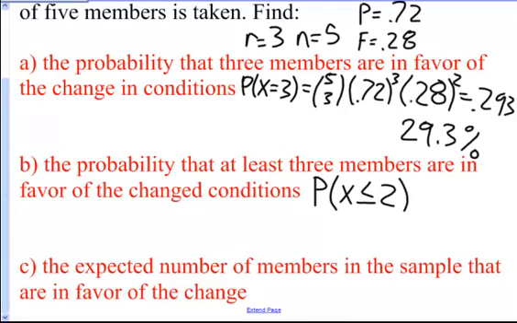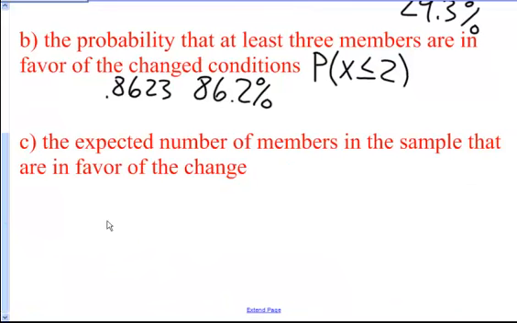So our probability is 0.8623, or about 86.2%. It makes things go a little faster if you do 1 minus and use your calculator, because otherwise you're going to have to add up all those probabilities.